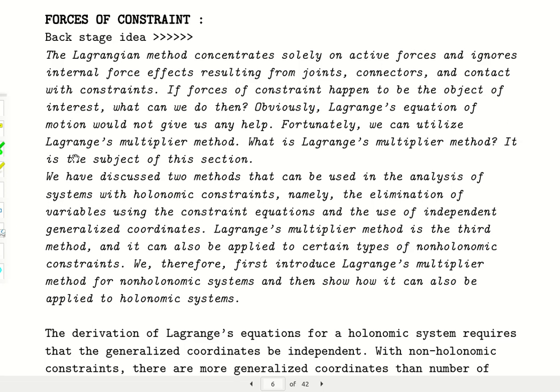But if the constraints are non-holonomic, what should we do? We should use the method of Lagrange's undetermined multiplier. It should be used to solve Lagrange's equation of motion.